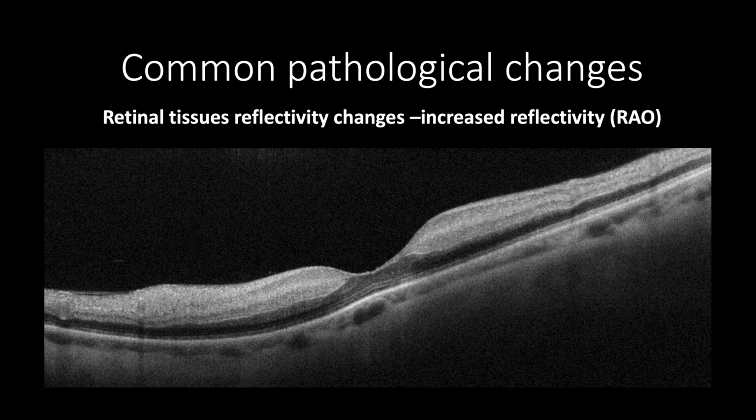When there is an increased reflectivity of the inner retinal tissue, especially when the involved layers are up to the outer retinal plexiform or outer nuclear layer, there is an ischemic retinal vascular process. As in this OCT cross-section of central retinal artery occlusion, there is an increased reflectivity of inner retinal tissue up to outer retinal plexiform layer, with increased thickness of these layers.